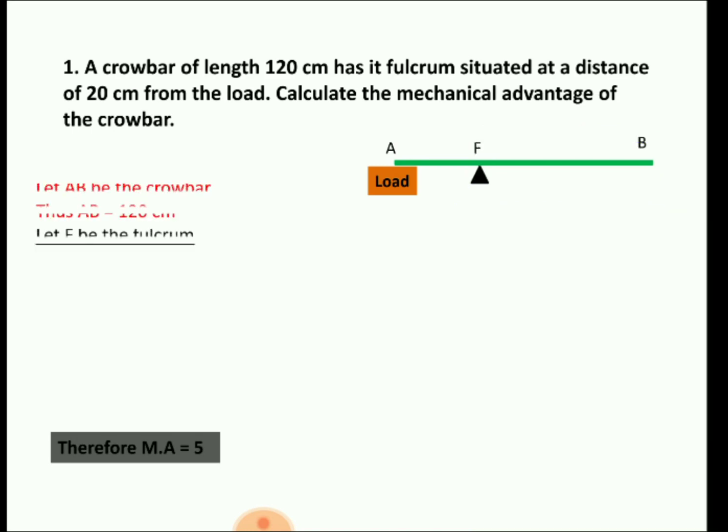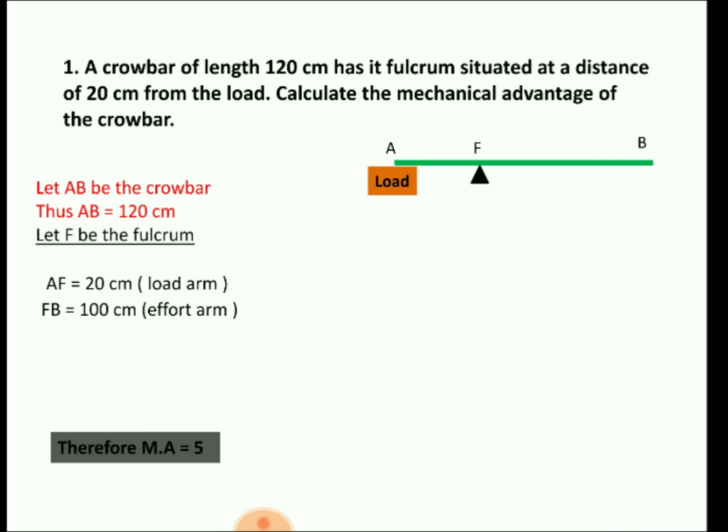Now let AB be the crowbar. Thus AB equals 120 cm, because the total length of the crowbar is 120 cm. Let F be the fulcrum. This crowbar rotates about this point F. Therefore AF equals 20 cm, because the load is kept at a distance of 20 cm from the fulcrum. So this will be our load arm, because it is the distance from the load to the fulcrum.